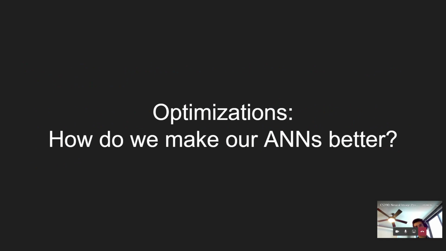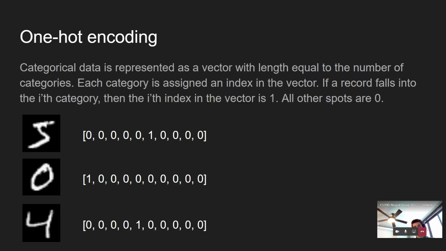So, optimizations. How do we make our neural nets better? Well, one-hot encoding, we talked about that already. This makes it easier for our neural network to understand these categorical inputs because it doesn't have pre-assigned relations between different categories.